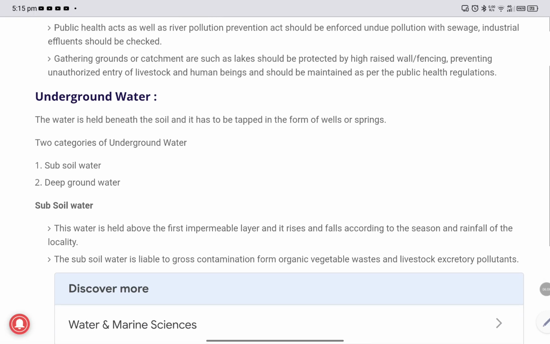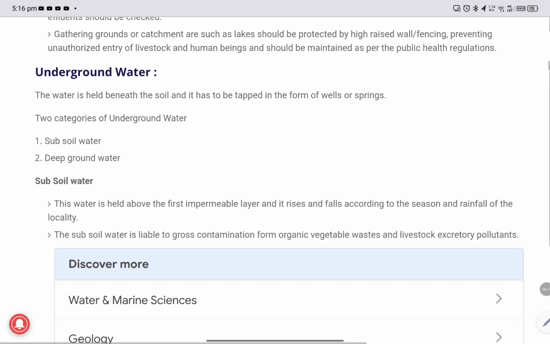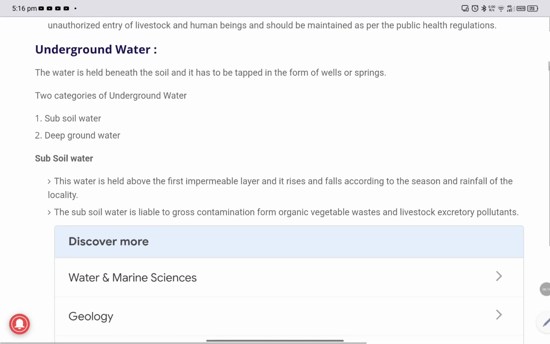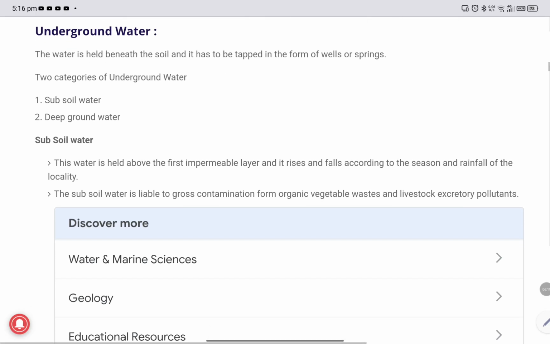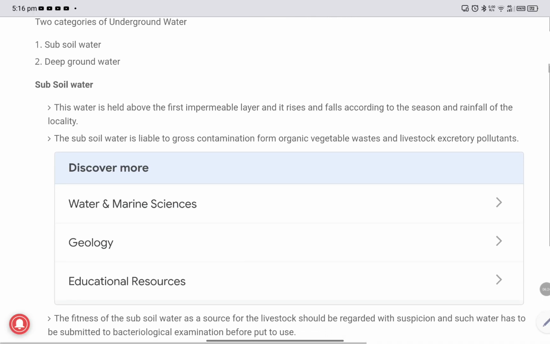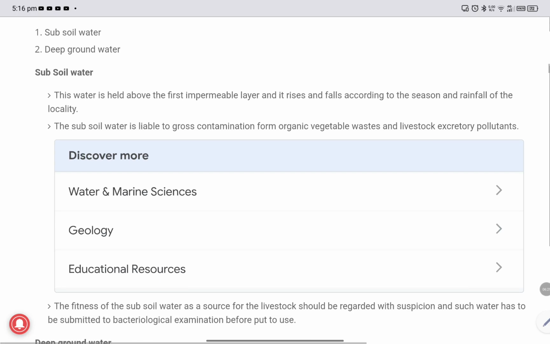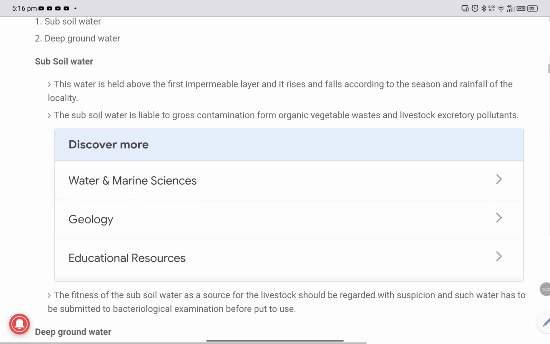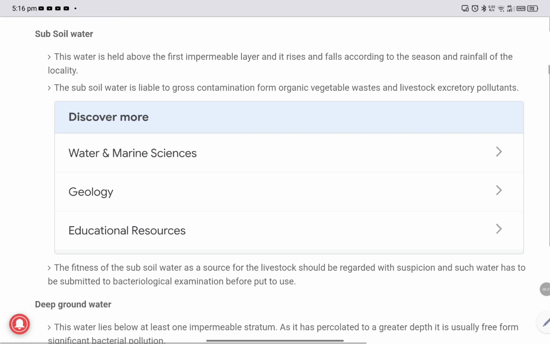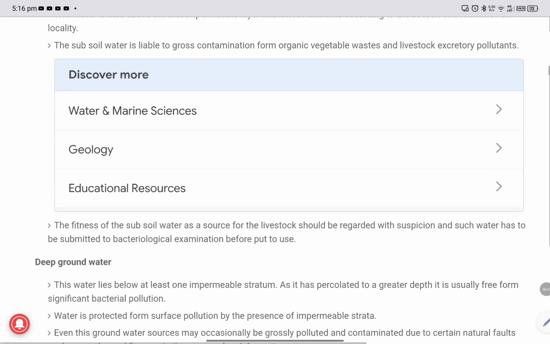Underground water. The water is held beneath the soil and it has to be tapped in the form of wells or springs. Two categories of underground water: subsoil water and deep groundwater. Subsoil water. This water is held above the first impermeable layer and it rises and falls according to the season and rainfall of the locality. The subsoil water is liable to gross contamination from organic vegetable waste and livestock secretory pollutants.